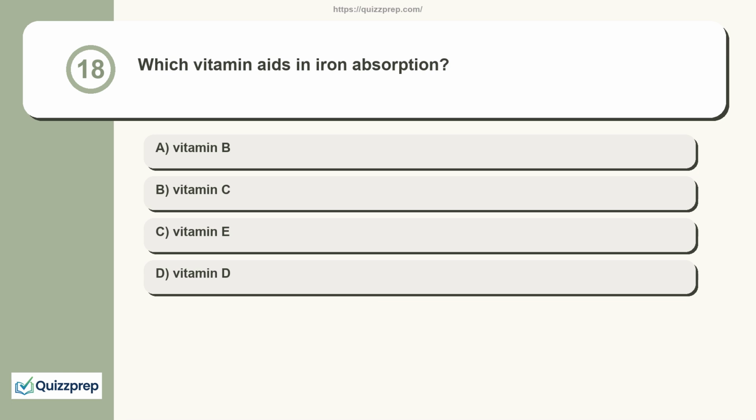Question 18. Which vitamin aids in iron absorption? Vitamin B, vitamin C, vitamin E, vitamin D.